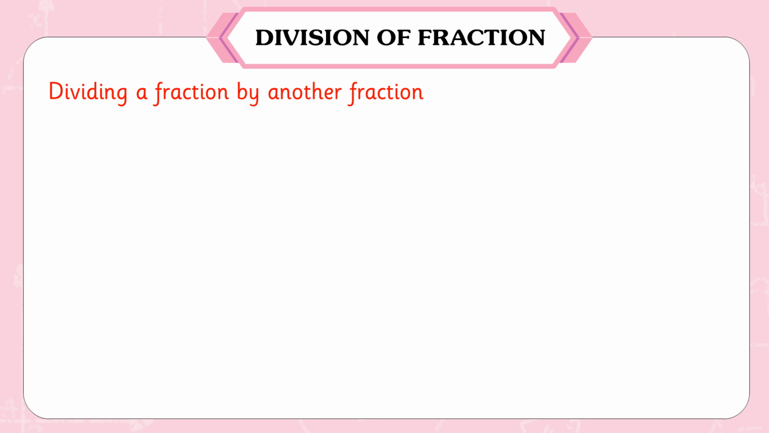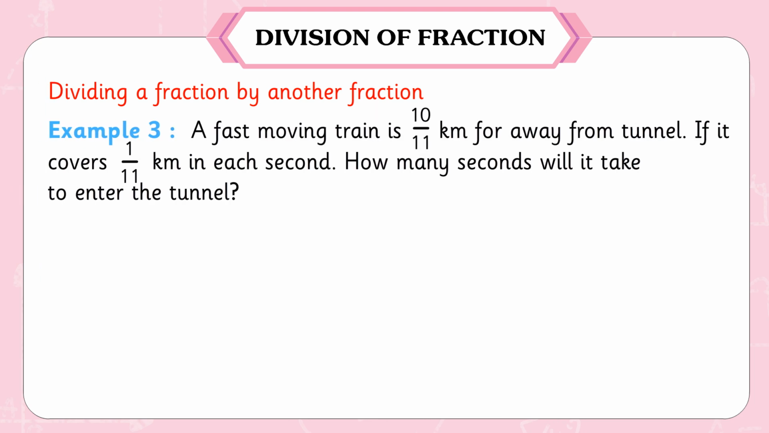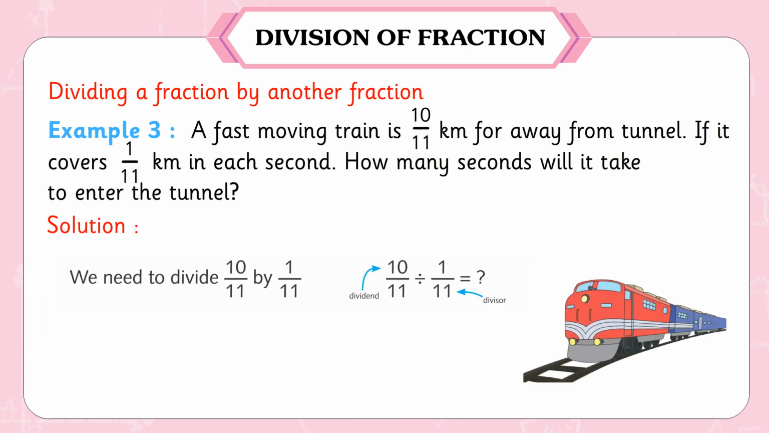Dividing a fraction by another fraction. Example 3. A fast-moving train is 10 by 11 kilometers far away from a tunnel. If it covers 1 by 11 kilometers in each second, how many seconds will it take to enter the tunnel? Solution. We need to divide 10 by 11 by 1 by 11. Dividend 10 by 11 divided by 1 by 11 divisor is equal to what?